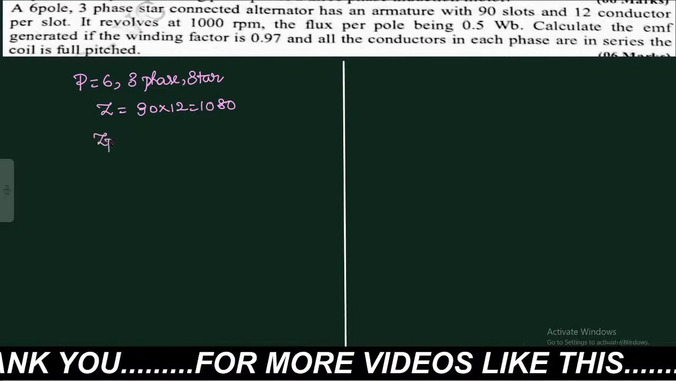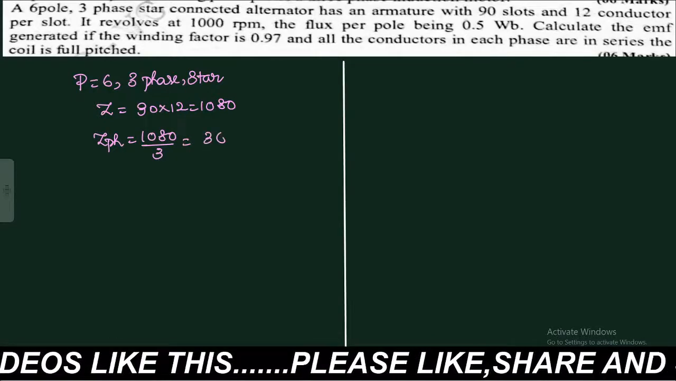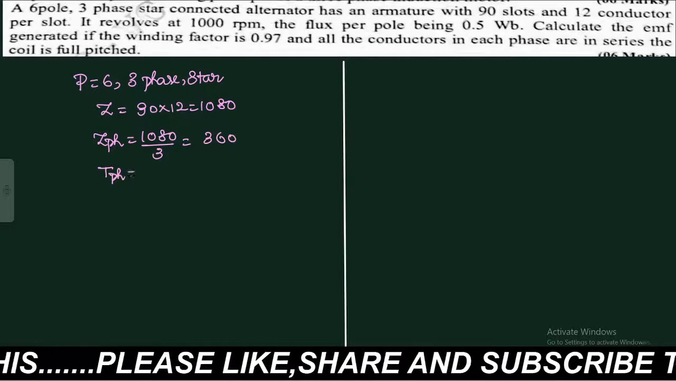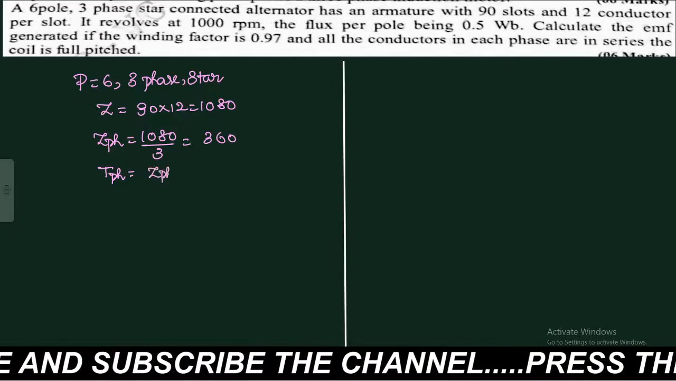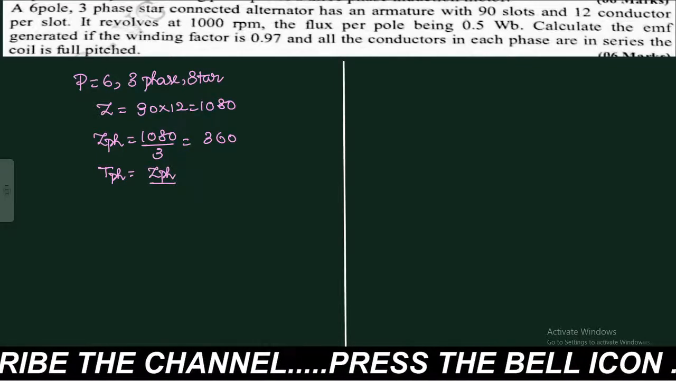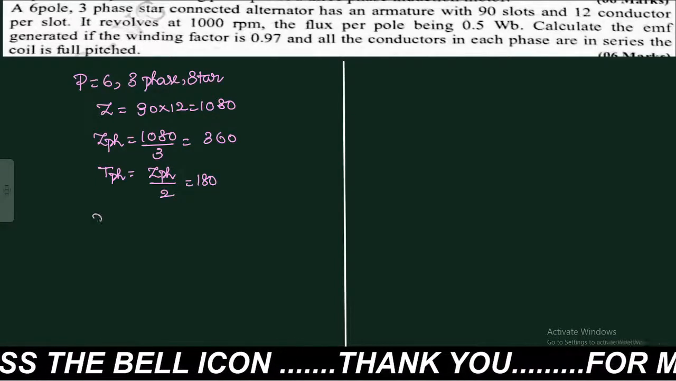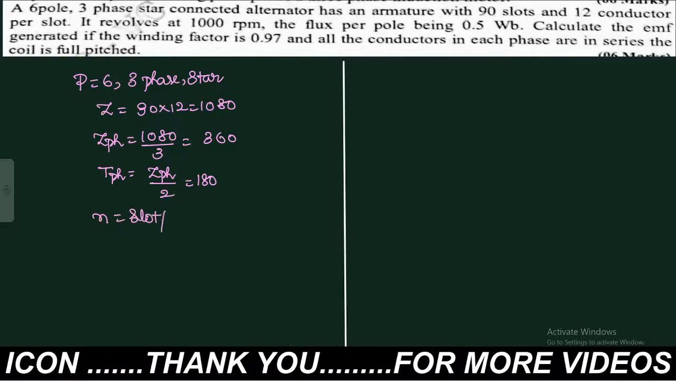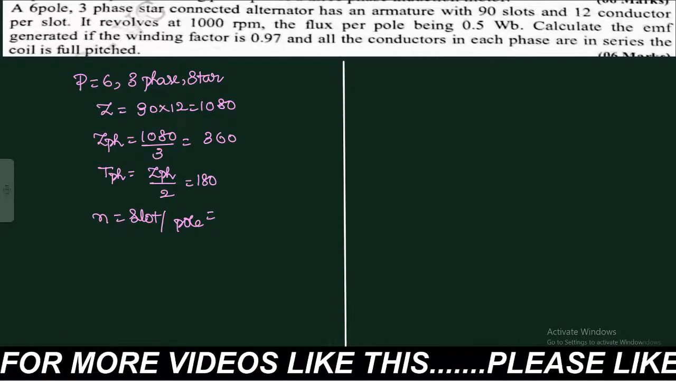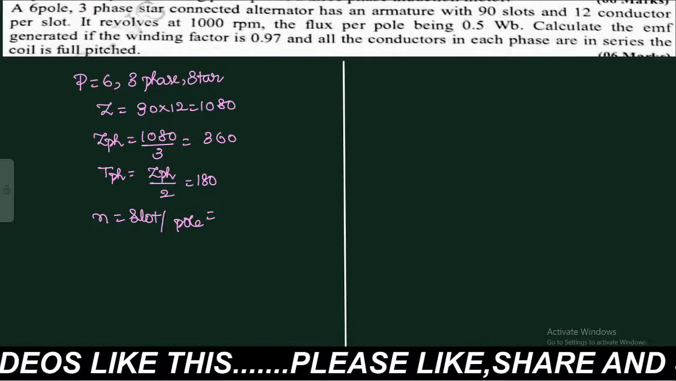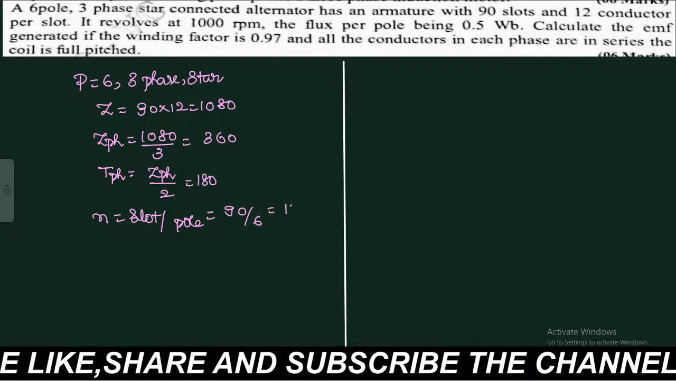Next, Z per phase will be 1080 divided by 3, which is 360. The number of turns per phase is Z per phase divided by 2, that is 180. Now you got turns per phase. Next, the number of slots per pole is 90 divided by 6, that will be 15.